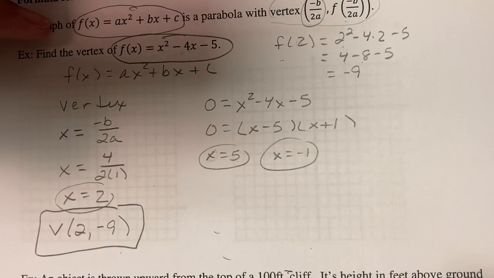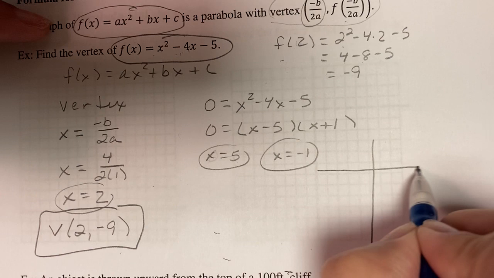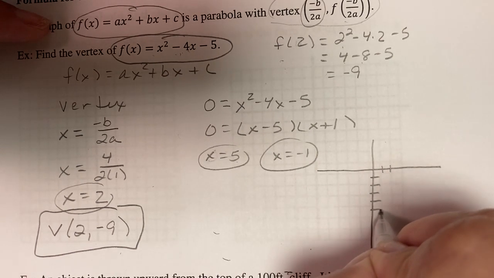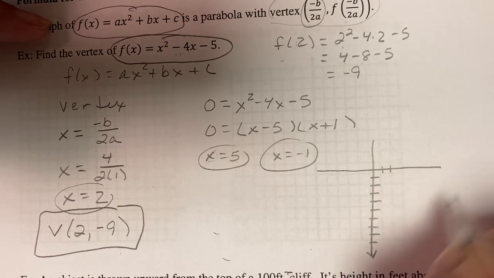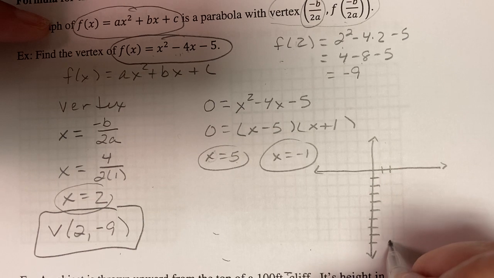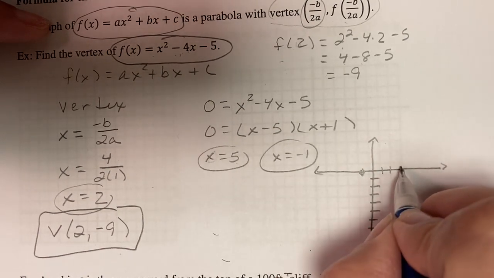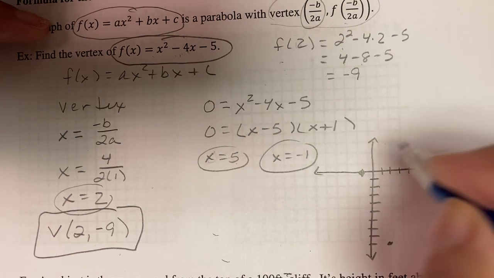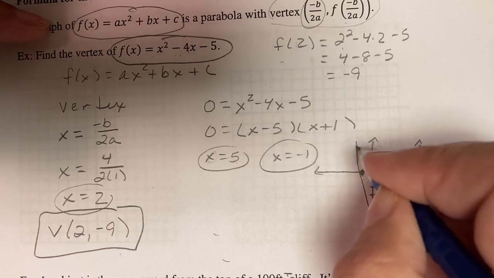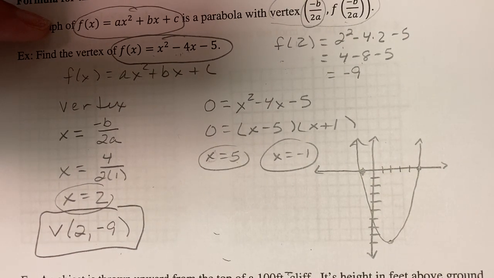So if I want to do just a quick graph, when I say quick graph, I really mean a quick graph. So (2, negative 9) is down here. And then at negative 1, I have an intercept. And at 5, I have an intercept. And you can see, I believe we graphed this exact same one on the front page. That's why it's all looking familiar. There you go.